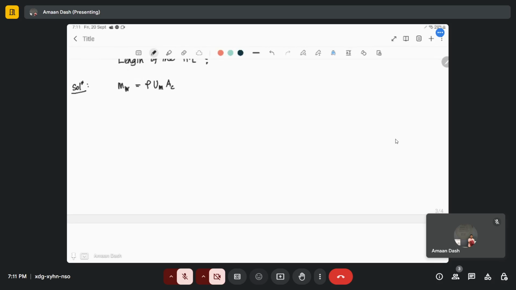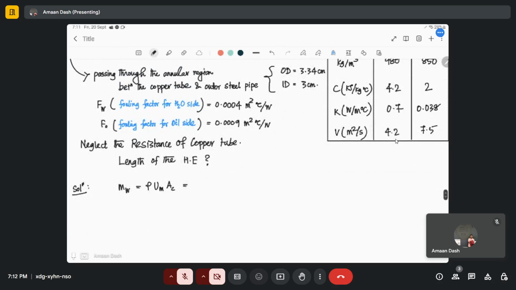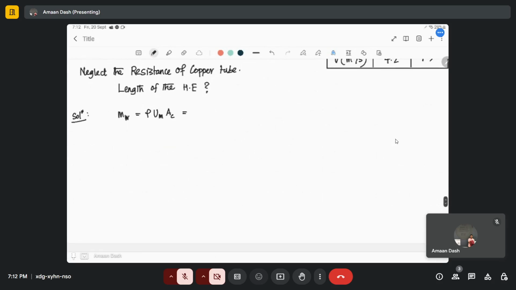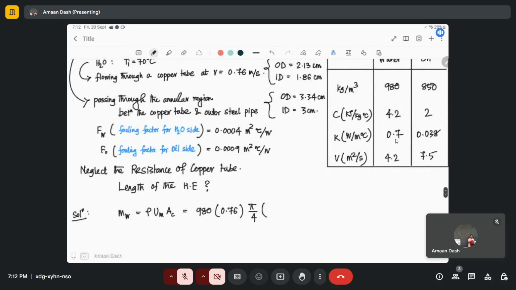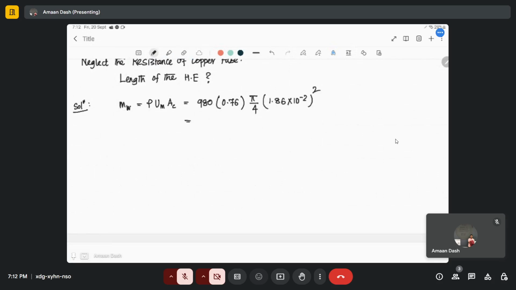So you can calculate the mass flow rate for the water side, which is nothing but density times velocity times the area. So density is 980 and the velocity is 0.76 times the area, that is pi by 4 times the inner diameter, which is 1.86 centimeters. We can convert it into meters square. So this is nothing but 0.199 kg per second.